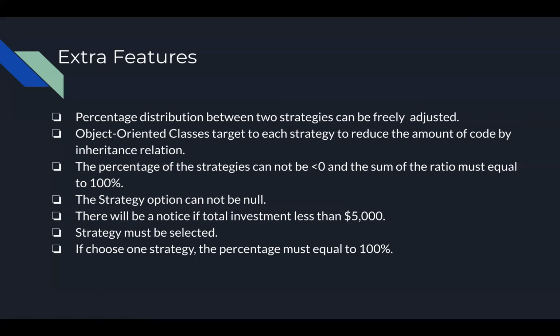And the fifth one is there will be a notice if the total investment is less than 5,000. The sixth is a strategy must be selected, because if no strategy is selected, there will also be a notice shown. And the last one is if you choose one strategy, the percentage must be equal to 100%. So next, please.